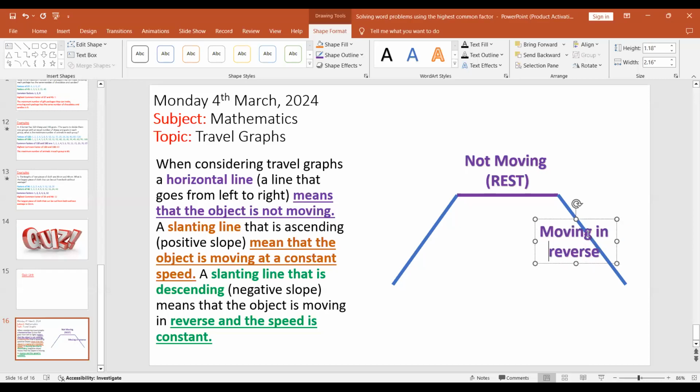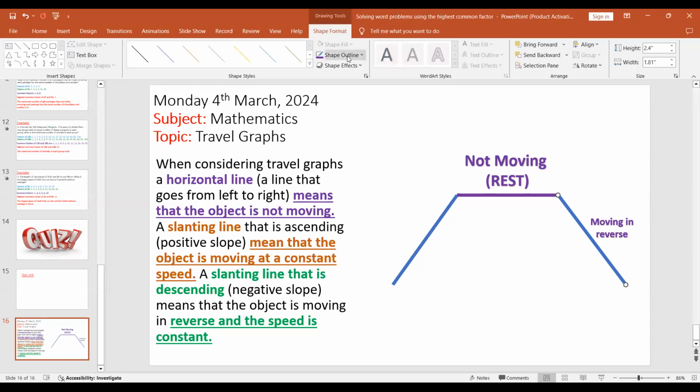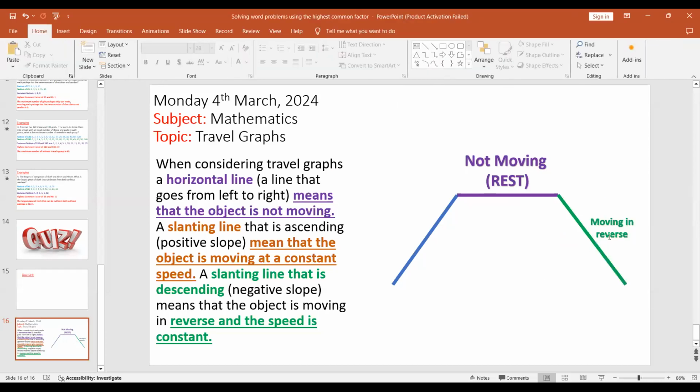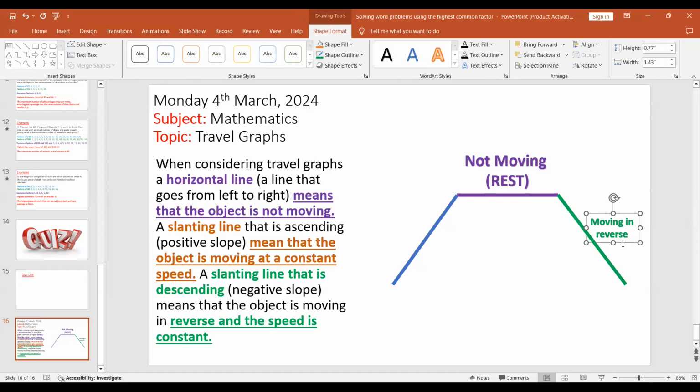So this one means that the object is moving in reverse. So let me put this here. Moving in reverse. Maybe you could use like a green. So this means that the object is moving in reverse. And then this one means that the object is moving forward.